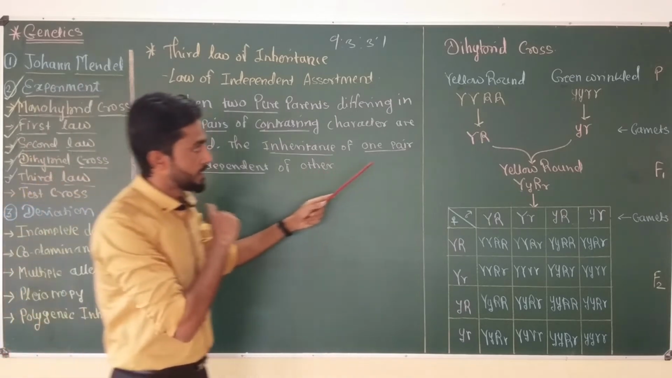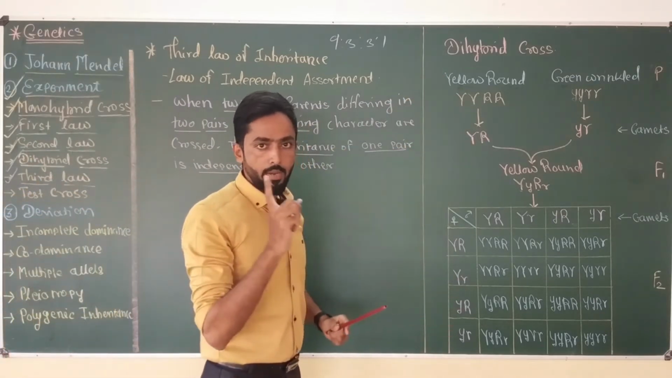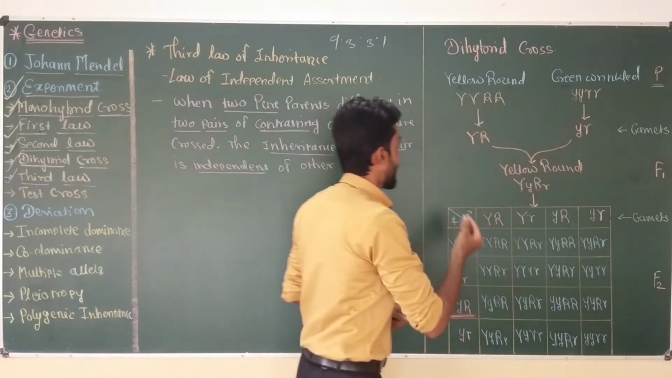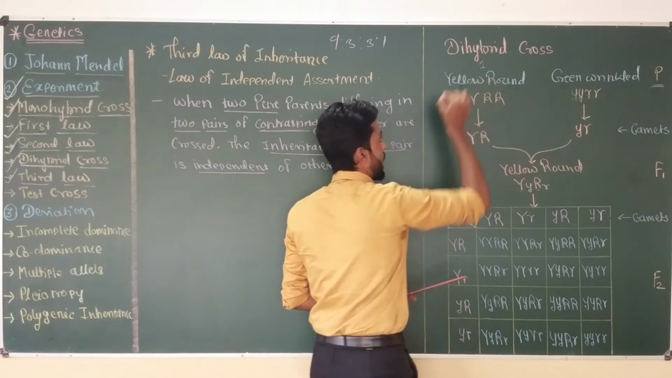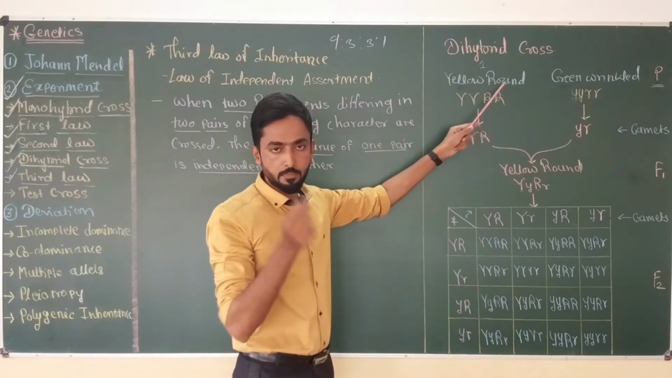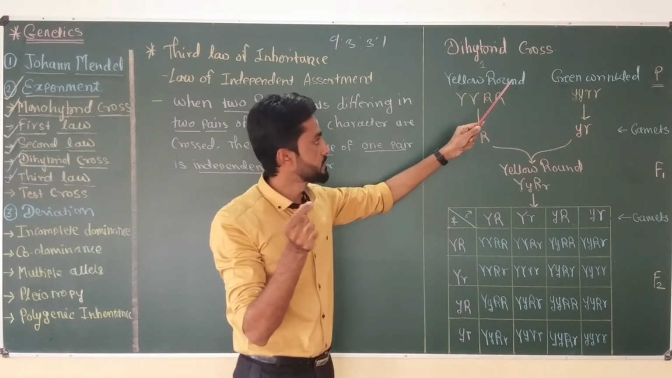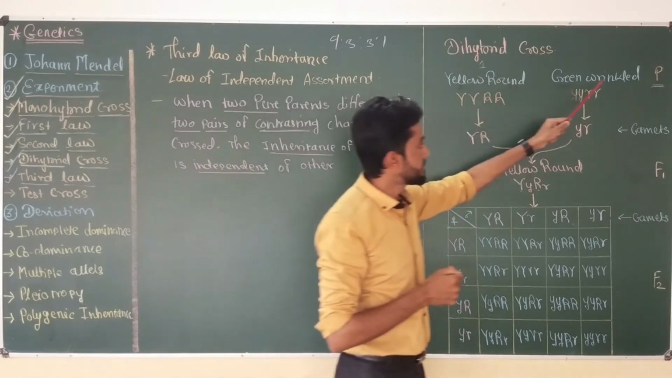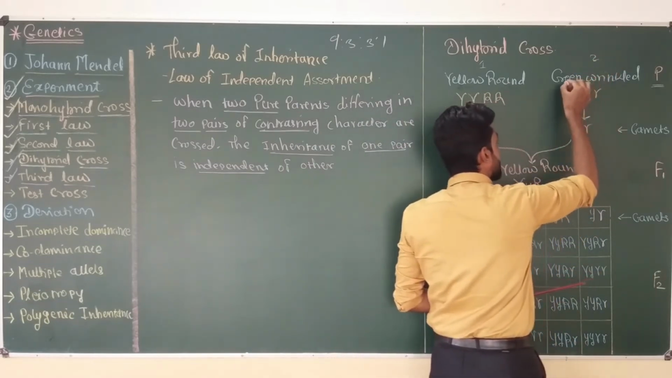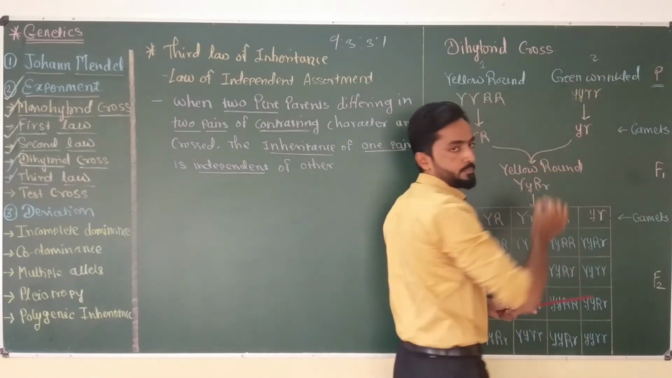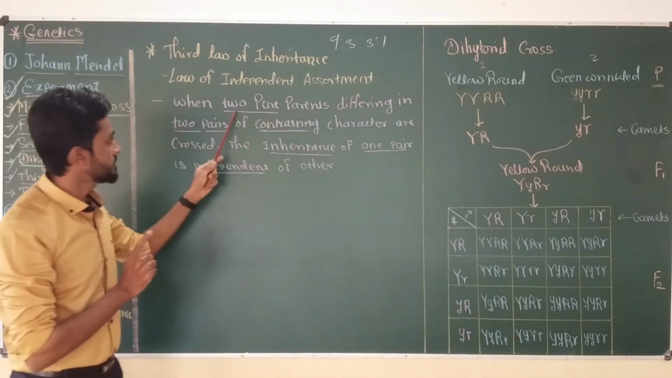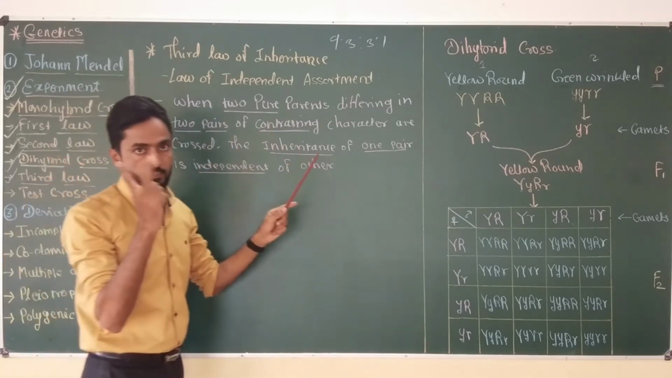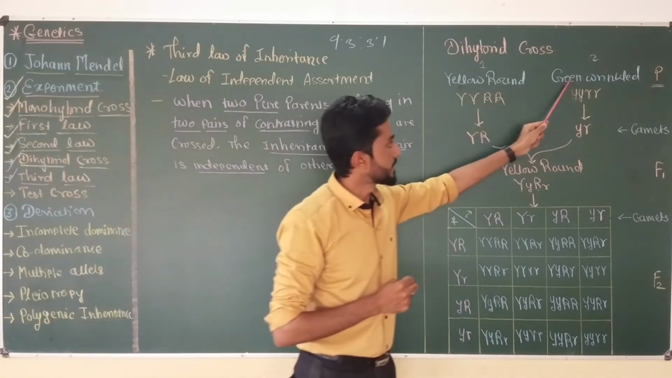For example, in this dihybrid cross, Mendel selected two parents. This is the parent generation. The first parent has yellow and round seed. That means seed color is yellow and seed shape is round. Two characters, seed color and seed shape. And in the second parent, the seed color is green while the shape is wrinkle. So these are the two homozygous parents differing in two pairs of contrasting characters. These two pairs are yellow and round, and green and wrinkle.